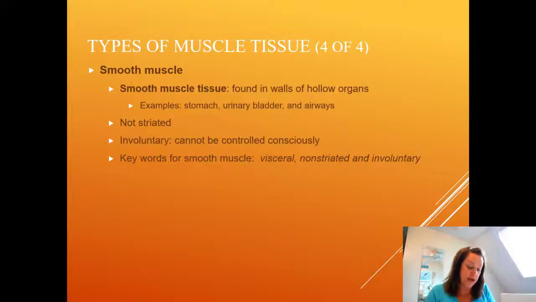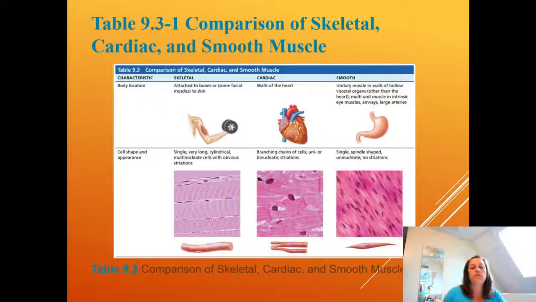Always makes a great essay question or short answer question, comparing and contrasting the three different types of muscle, right? Smooth is involuntary, and cardiac and skeletal are striated, right? So we kind of have a good compare and contrast question there.